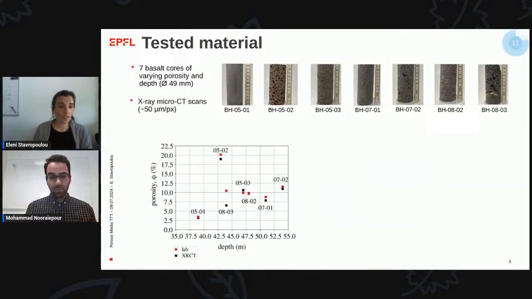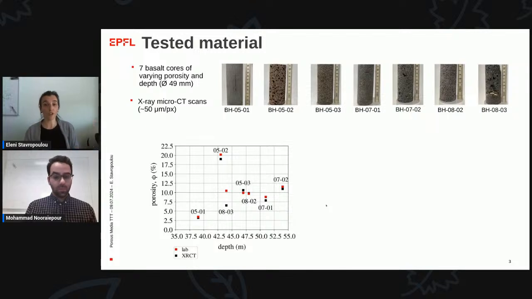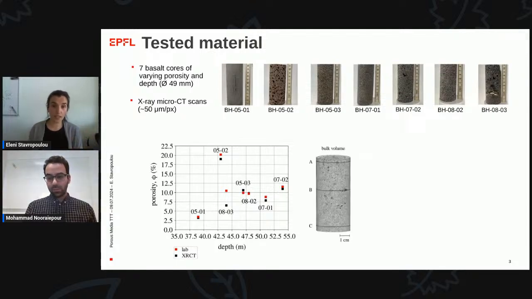So as a first measurement, we wanted to understand what are the different porosities that these cores have. This we measured both in the lab and through X-ray tomographies at a resolution of 50 micron per pixel. And as you can see, if we plot here the measured porosity with the depth of these cores, we can see a rather variable behavior. There isn't really a trend, unlike what we have in sedimentary rocks, where you have lower porosity as you go deeper. So this variability is not only between the different cores, but is within a single core itself.